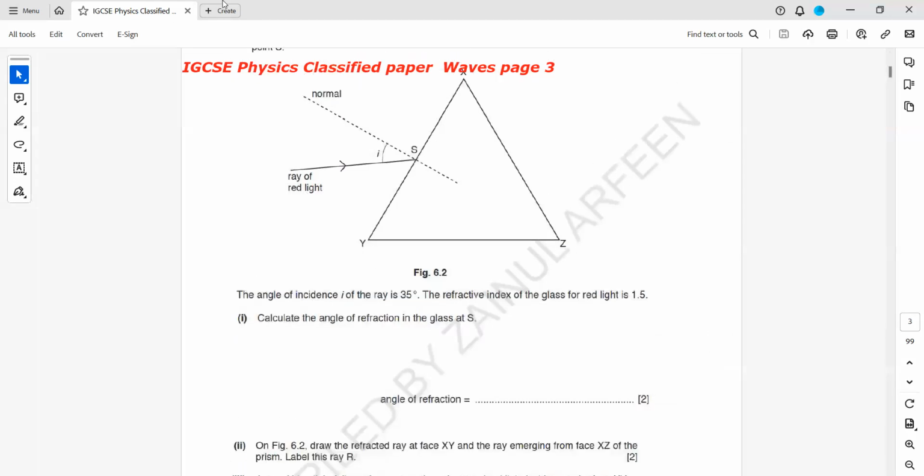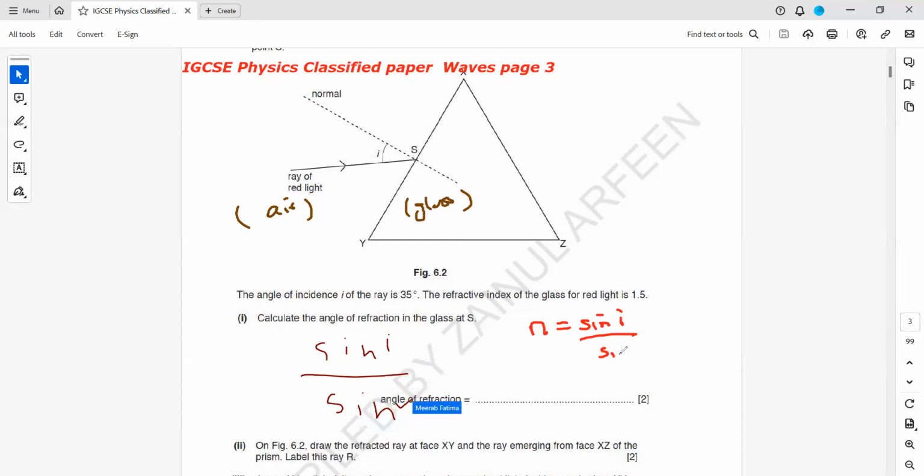So how can we work out the angle of refraction? Because it's traveling from air to glass, what is the formula for refractive index? Yeah, so refractive index equals sine i over sine r. What is sine i? You can also annotate on the screen, anywhere on the screen. It's not an issue. Or you can also use chat or a mic.